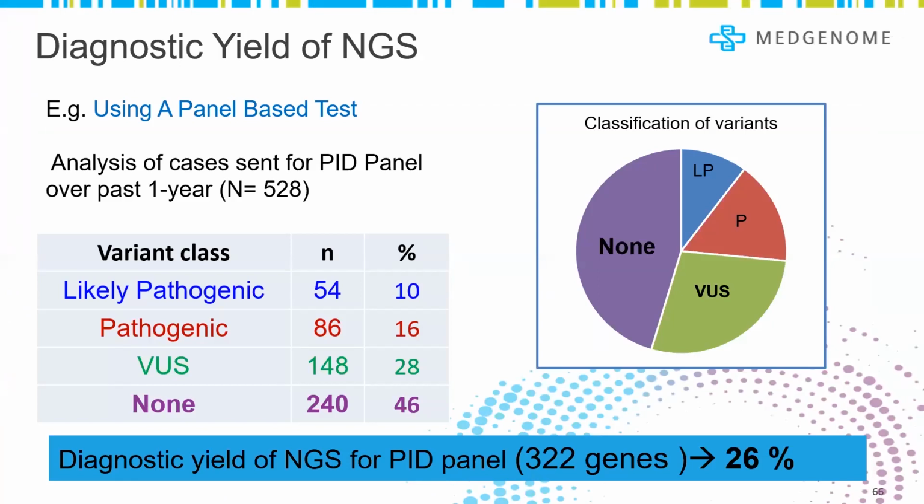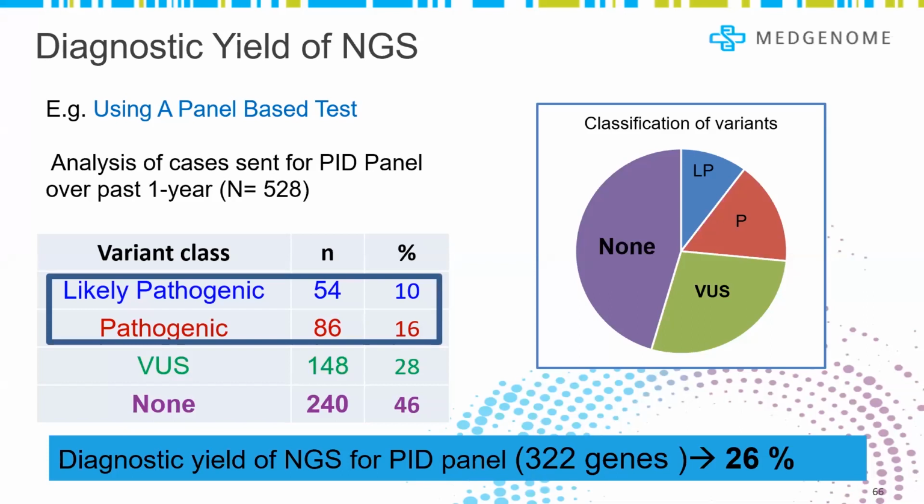Just taking an example of a panel-based test related to primary immunodeficiency, we analyzed a few cases over the past few years. If we say that the diagnostic yield just consists of the pathogenic and likely pathogenic variants, we can see that the yield is not very high.